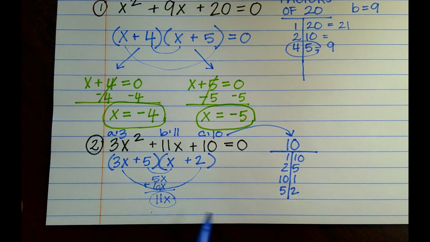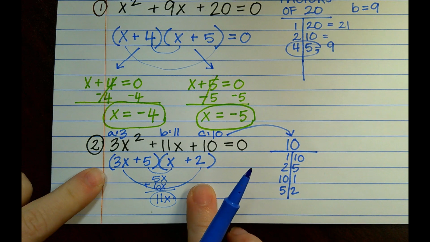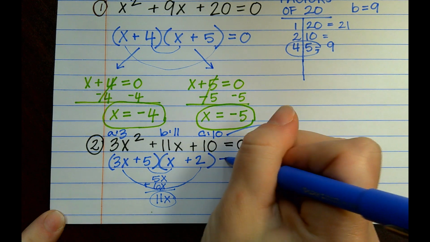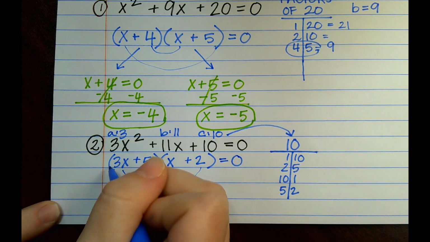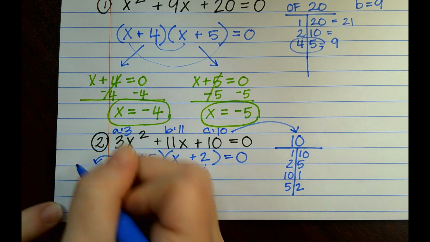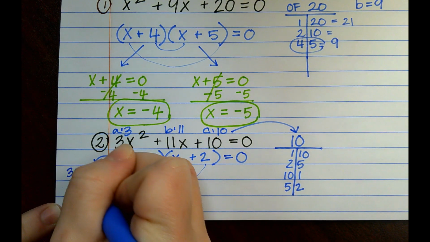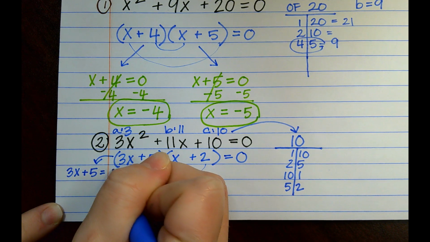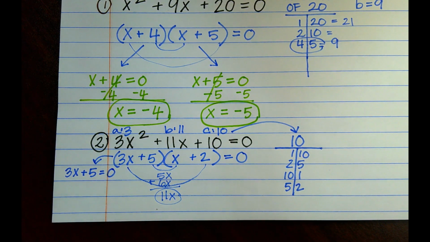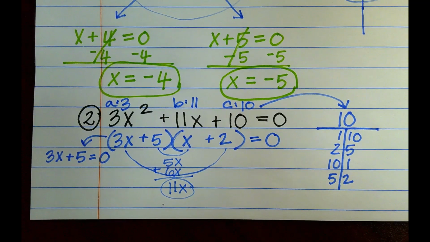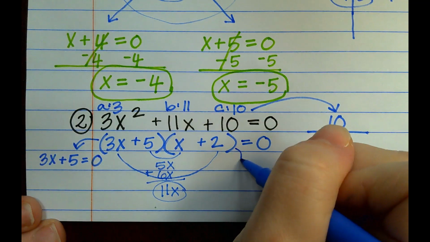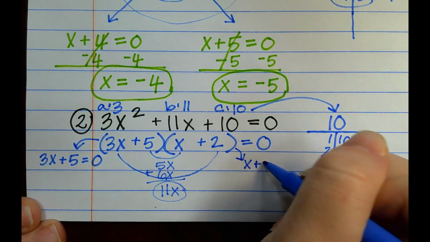But now, since I just showed you above, what is the next step I would take to now solving this equation? 3x plus 5 equals 0. Yes, we're going to set them equal to 0. 3x plus 5 equals 0. And then x plus 2. Good. And then we'll also set x plus 2 equal to 0.